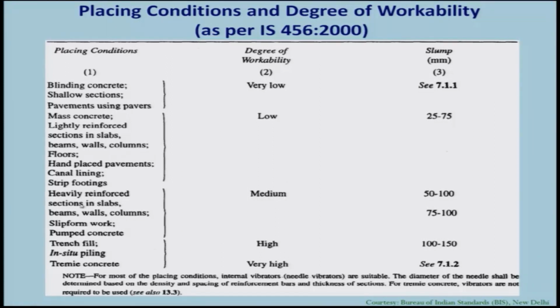In the third group, we have heavily reinforced sections in slabs, beams, walls, columns, slip form, pumped concrete, etc. The description for workability is medium, and the corresponding slump value is either 50 to 100 mm or 75 to 100 mm. In the fourth group, we have trench fill, in situ piling, tremie concrete, and for that the degree of workability could be either high or very high, and the corresponding slump values are 100 to 150 mm or more. Remember that for some extreme cases of very low or very high degree of workability, separate instructions are given in clause 7.1.1 or 7.1.2, which can be read at a later stage.